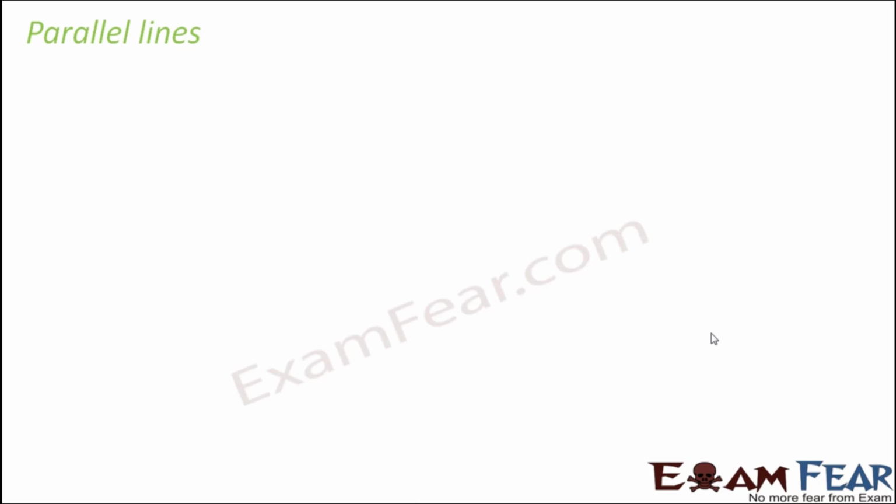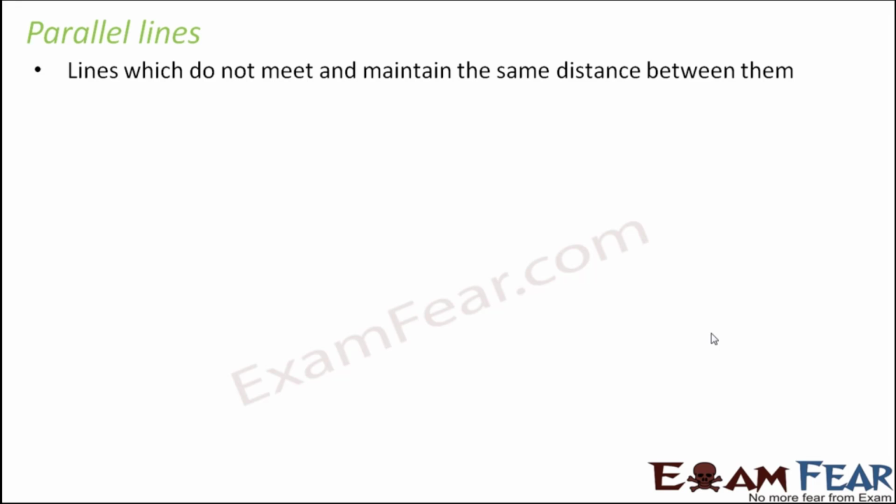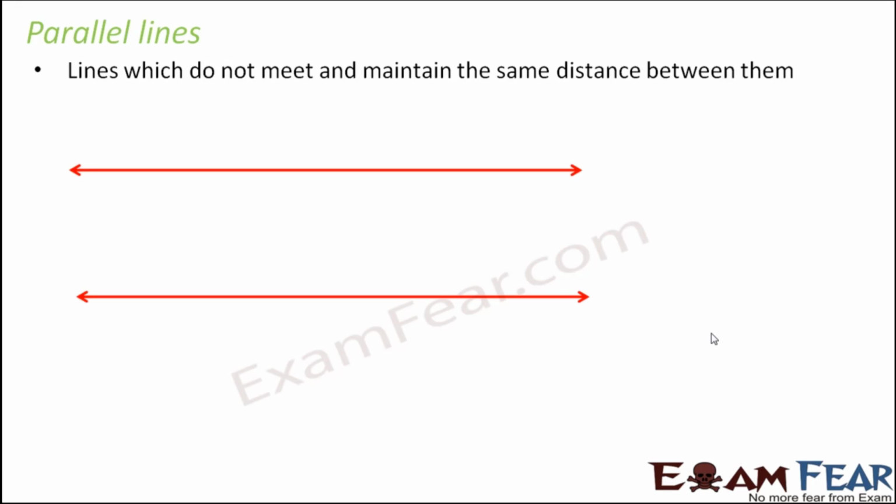So let's start with parallel lines. These are lines which do not meet and maintain the same distance between them. When you have two lines like this, the distance at this place and the distance at this place will remain the same, and the lines will continue to extend infinitely, and still the distance between the two lines will remain the same. That means these two lines will never meet, because there will always be this particular distance between them. So they will neither meet nor appear to meet. These lines are called parallel lines.